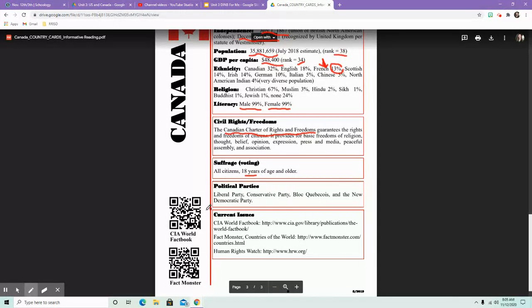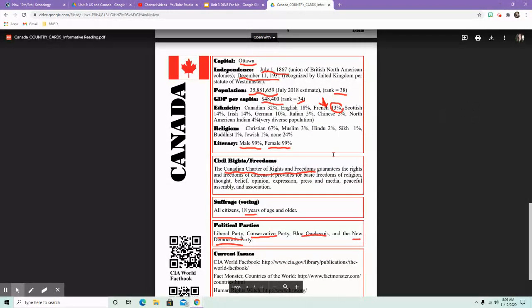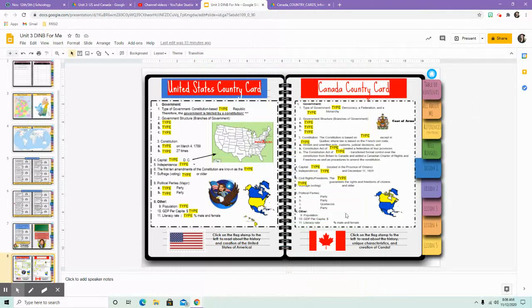Our political parties, there's not two main ones this time. There's actually quite a few. So we have the Liberal Party, Conservative. I actually don't even know how to say that. Maybe somebody can help me out. Looks like Bloc Québécois? I don't know. And the New Democratic Party. So those are different types of political parties. Just like on our USA country card, there's some QR codes right here that you can scan if you would like to read more about some current issues in Canada. All right, you guys, all your notes should be filled in, so go ahead and make sure you have it completed.